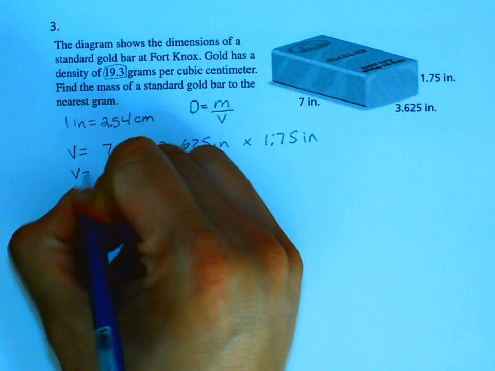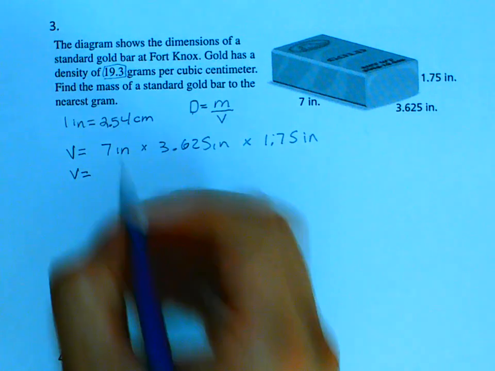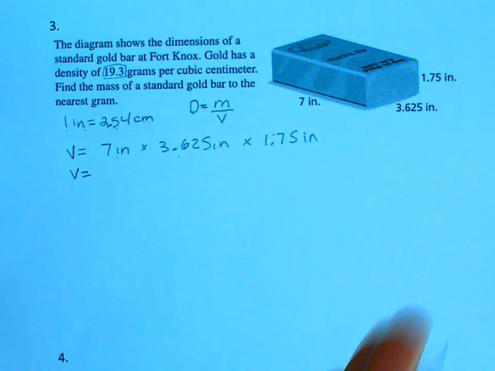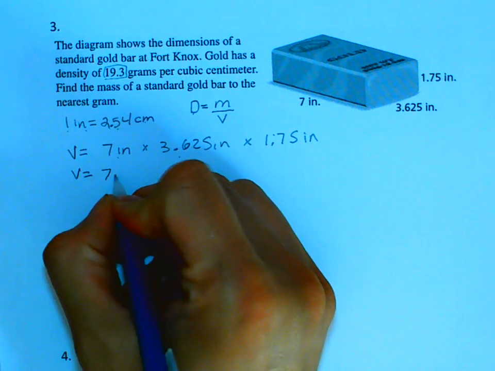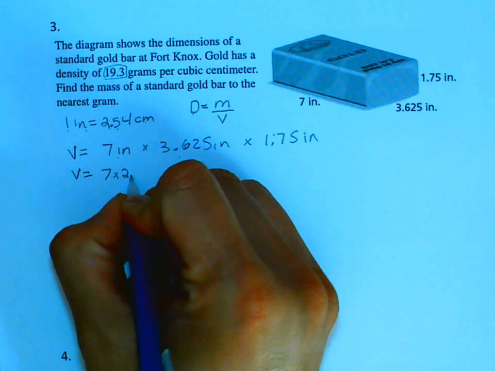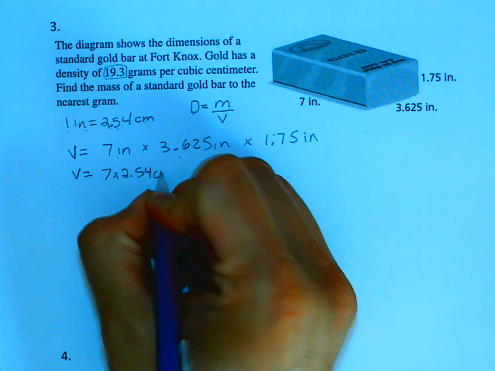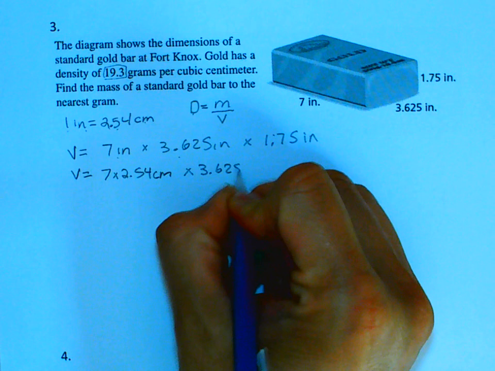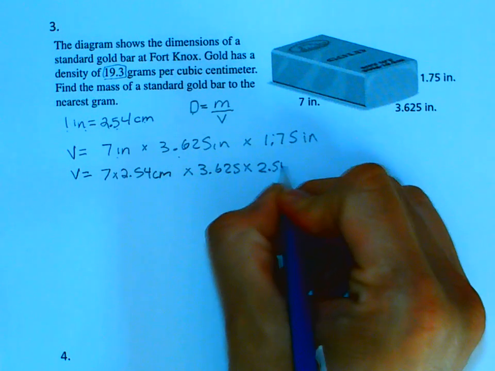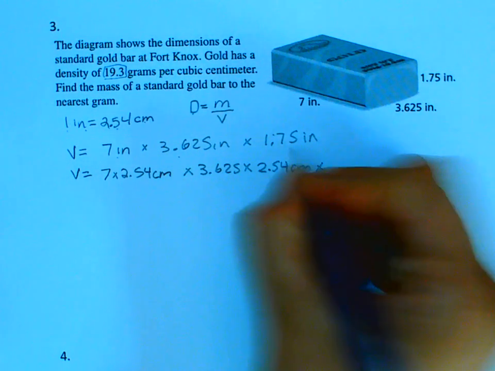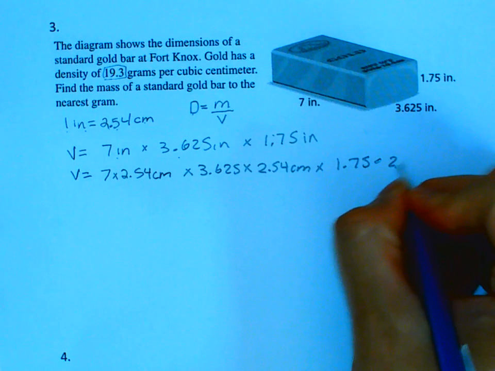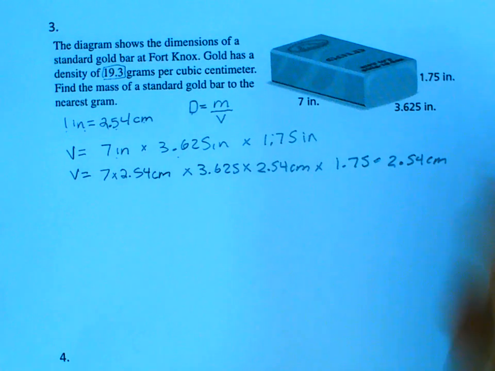So I'm going to convert this into centimeters. How am I going to do that? Well, if 1 inch is 2.54 centimeters, I have to multiply every single one of these by 2.54. So this is going to be 7 multiplied by 2.54, that's going to be in centimeters. I have to multiply this by 2.54 centimeters, and I have to multiply this times 2.54 centimeters.